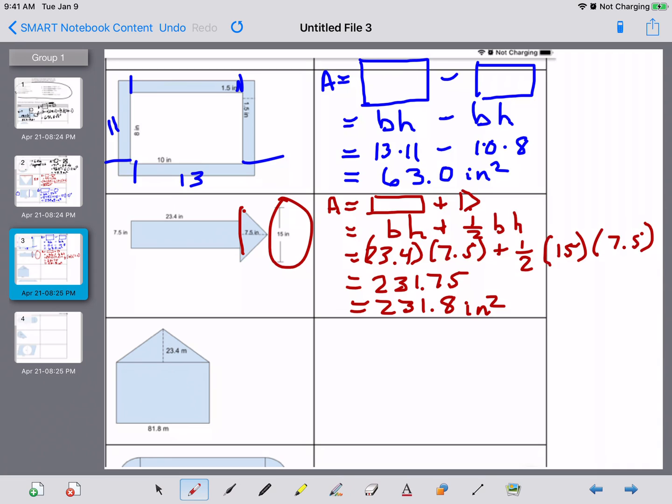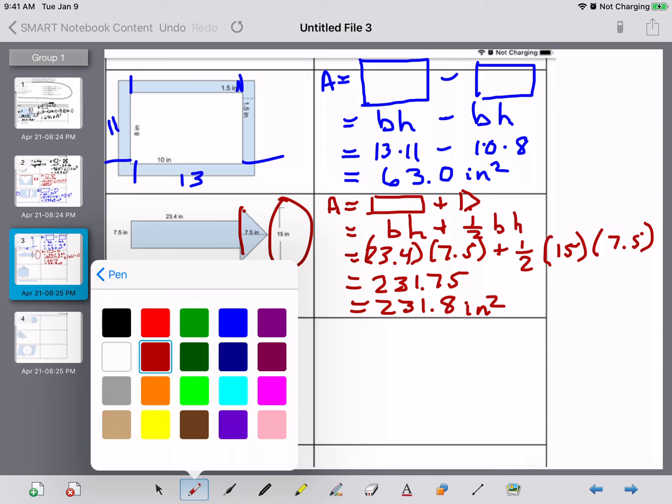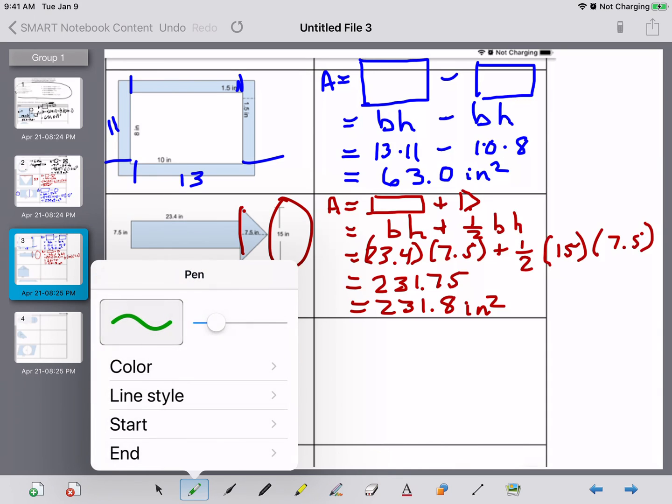Okay, now my next shape, another color. Hey, it won't be easy being green.